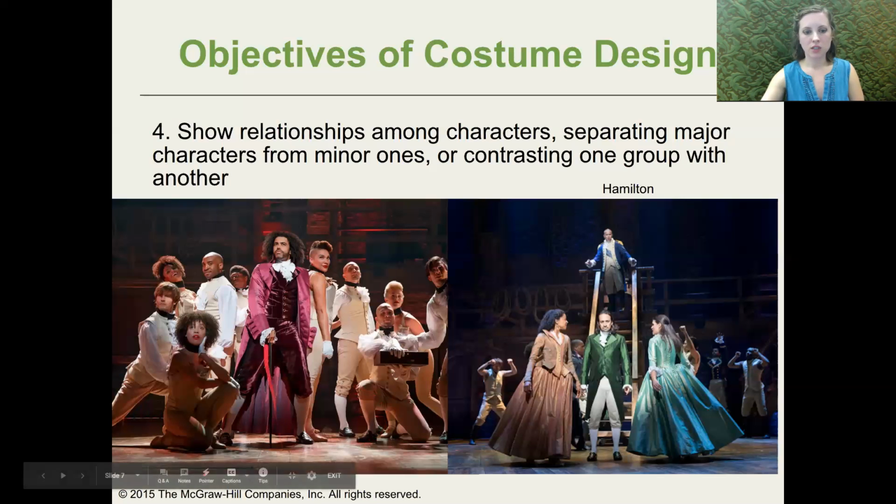So you can tell the difference here. This is a main character with the ensemble behind him, and then these are all main characters right here and there, and then you can see some of these ensemble men in the back.